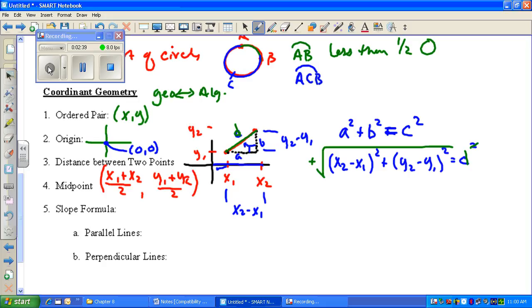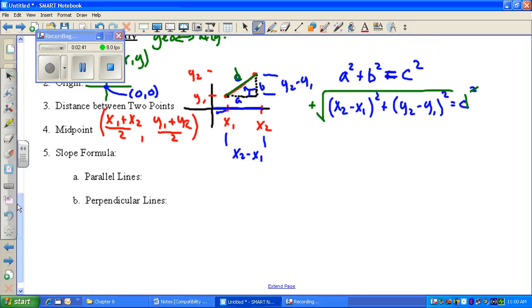Slope formula, the slope or slant of a line is, sometimes people remember it as rise over run, but we need a little bit of algebra, and so slope is y2 minus y1 over x2 minus x1. We call that letter m. Rises up and down, so it's the y.